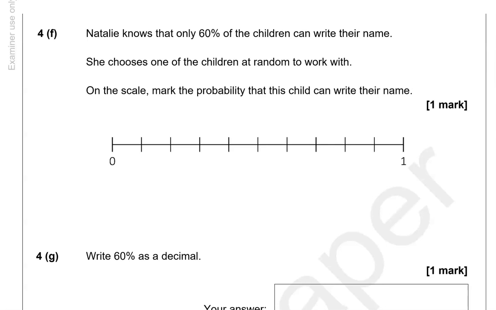Natalie knows that only 60% of the children can write their name. She chooses one of the children at random to work with. On the scale, mark the probability that this child can write their name. So that is 60%. On a scale from 0 to 1, that's going to be 0.6 or 6 out of 10. So how many divisions do we have here? 1, 2, 3, 4, 5, 6, 7, 8, 9, 10. So that is 6 out of 10. So 1, 2, 3, 4, 5, 6. So this is where we're going to stop.